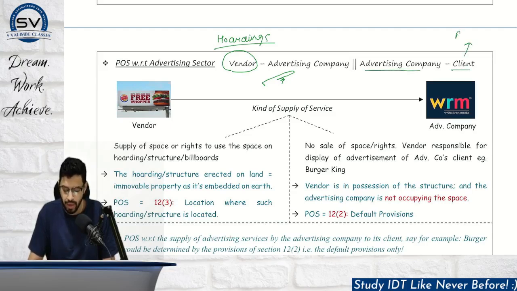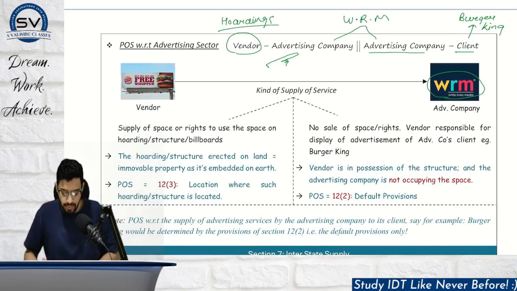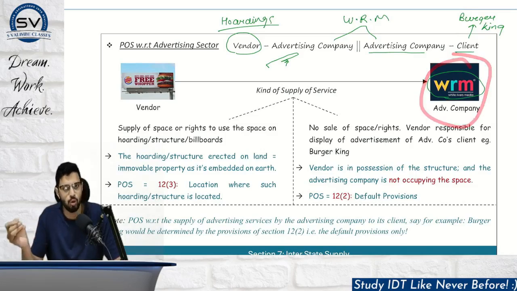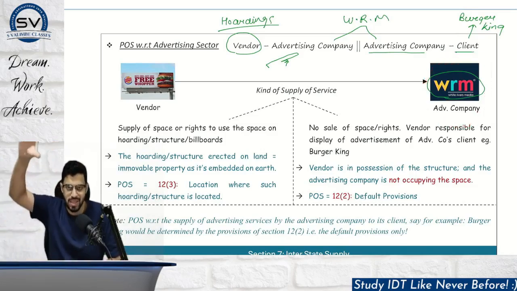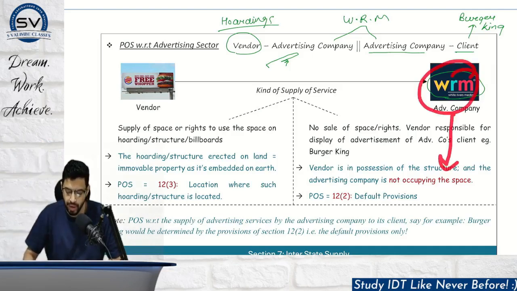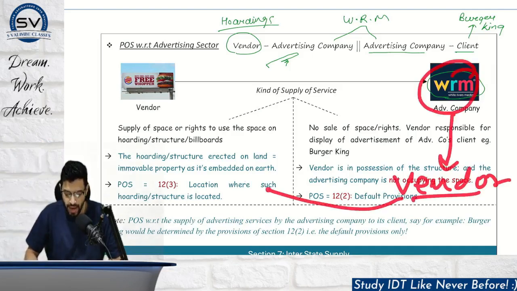Let's say the client happens to be Burger King, because we are seeing the Burger King ad here. And let's say the advertising company is White River Media. This is a very big company. Let's try to understand it practically. Whenever Burger King calls WRM and asks about advertising services, once the advertising contract is done, WRM doesn't have its own hoardings, right? It will contact the vendor, for the purpose of showing off ads of Burger King.